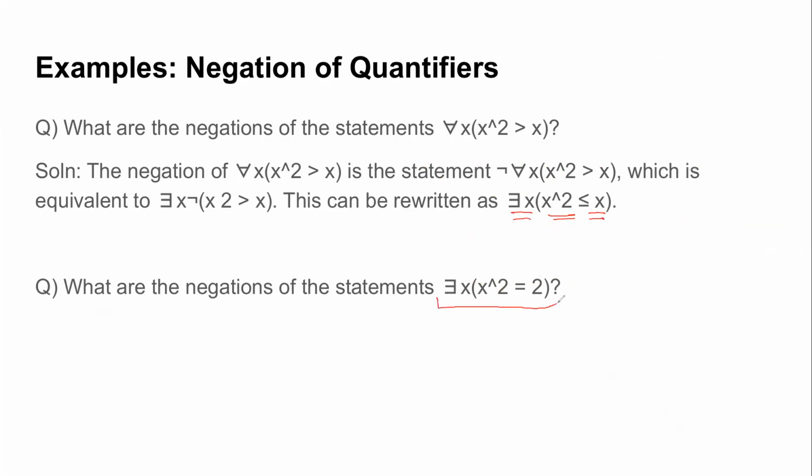Now try this example. What is the negation of this statement? There exists an x such that x square is equal to 2. Okay, do again the same step by step. Apply negation, flip the quantifiers, then apply negation on the inside statement.